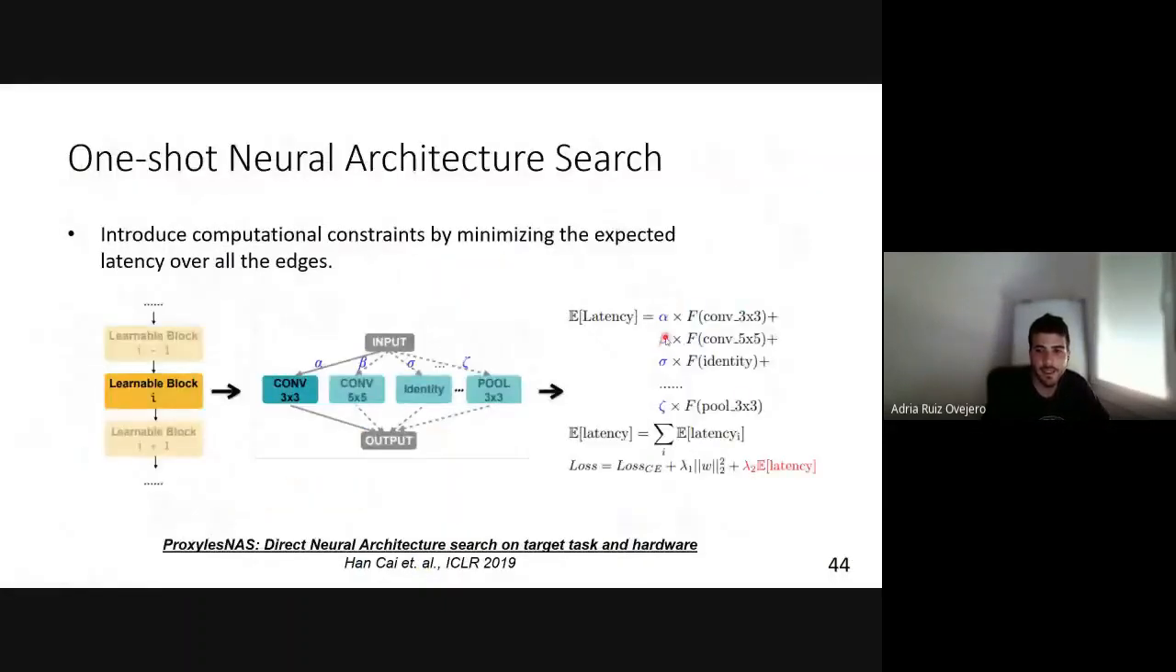is actually very easy to compute, because for each operation we can estimate what is the latency of applying this operation to the input to obtain the output. And so the expected latency for this block is basically the latency of these operations multiplied by the probability of being sampled. Okay, so we can easily add this constraint into the optimization process of these probabilities. So yeah, this is the idea of ProxylessNAS.